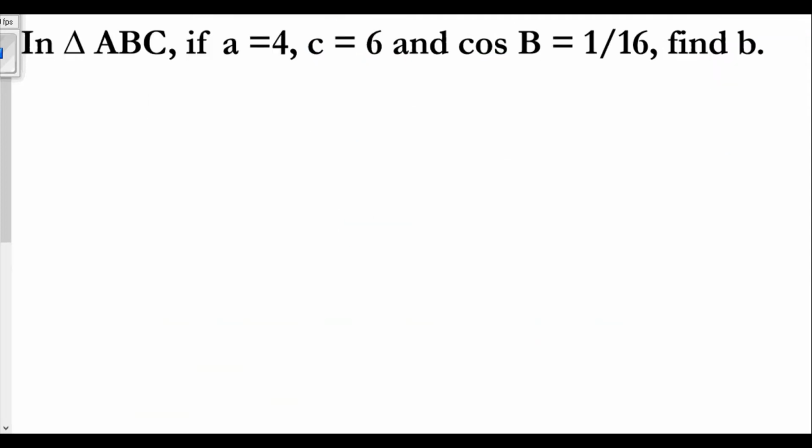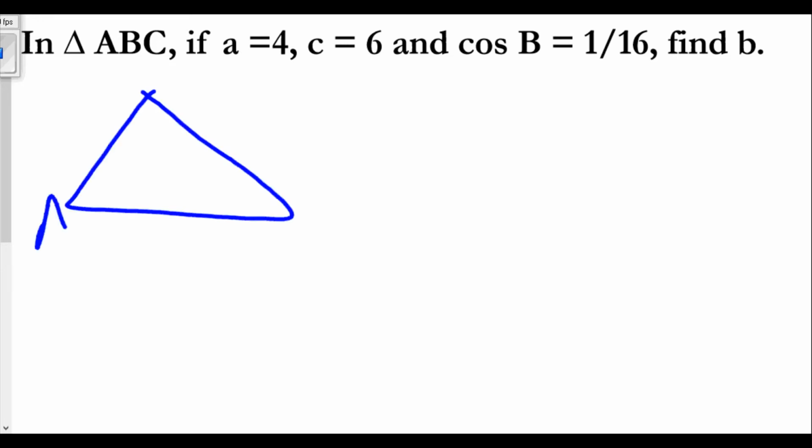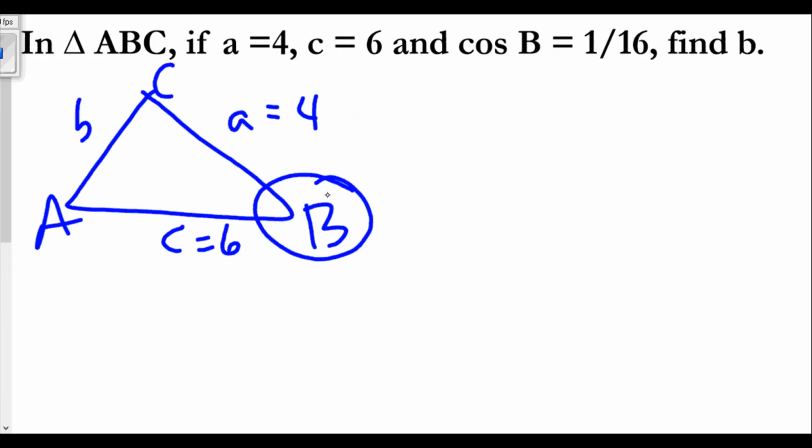So we have triangle ABC, and a is 4, c is 6, and the cosine of B is 1/16. You want to find b. So again, you can draw a triangle, angle A, angle B, angle C. Here's a little b, here's a little a, and there's a little c. That's 6, and this is going to be 4. I don't know the angle measure, but I know cosine of B is 1/16. So we're looking for the measure of b, this here.